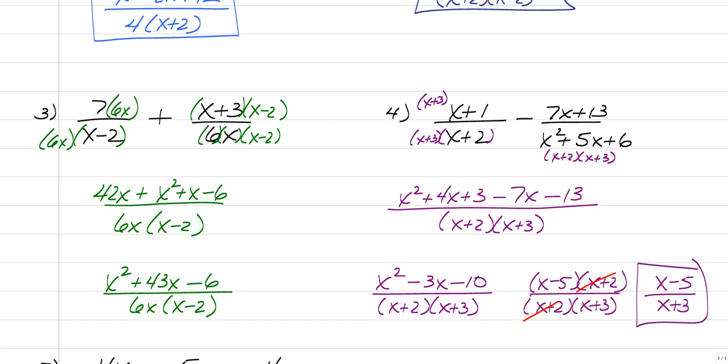So the reason why adding and subtracting is a little bit more challenging is because you have to have a common denominator, which is not the case with multiplying and dividing. So make sure you treat these separately. Also, make sure you subtract both terms.